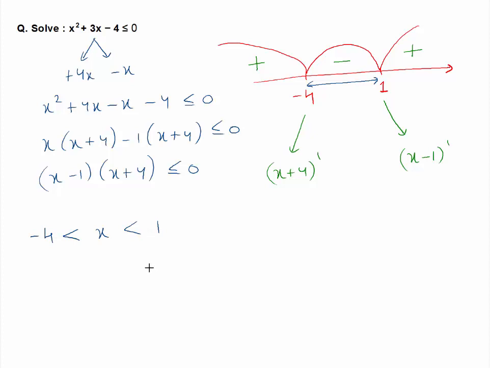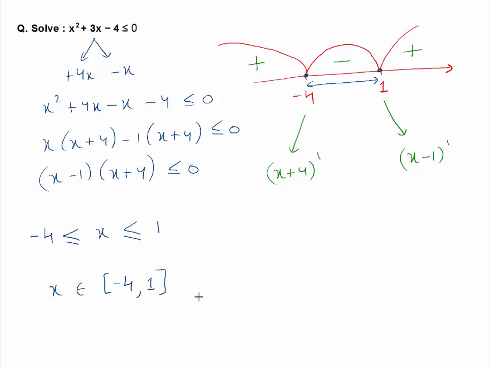Now one additional thing that students must note here is that this is less than or equal to, meaning equality is also fine. Equality means when will this expression become 0? This would become 0 at these points, meaning when we substitute x as 1 or x as -4. So essentially we will have equality here as well. So x is less than or equal to 1, greater than or equal to -4. Therefore the answer is x belongs to square bracket -4, 1 square bracket, meaning -4 and 1 are included in the solution set.